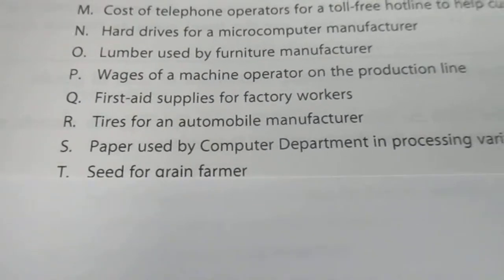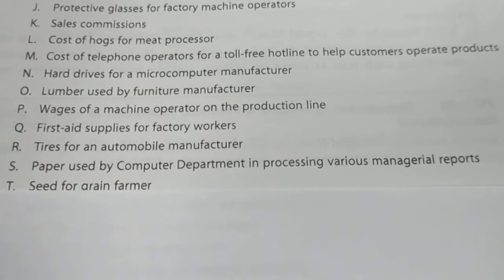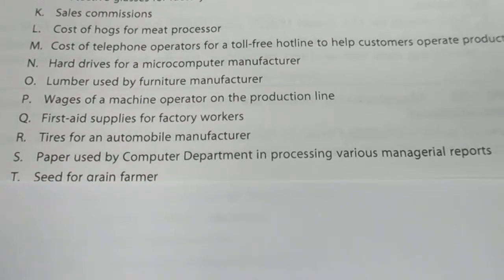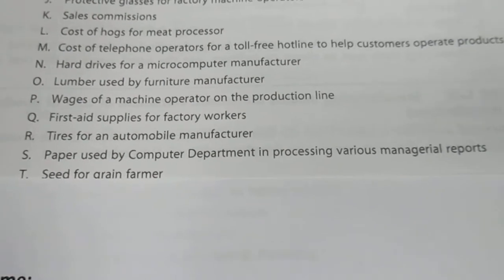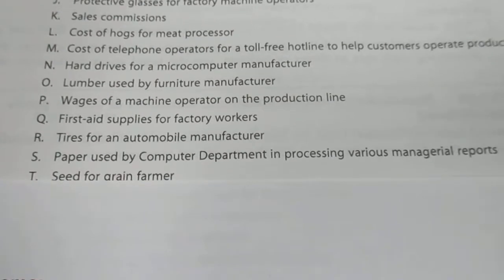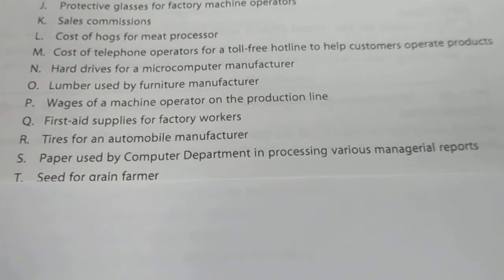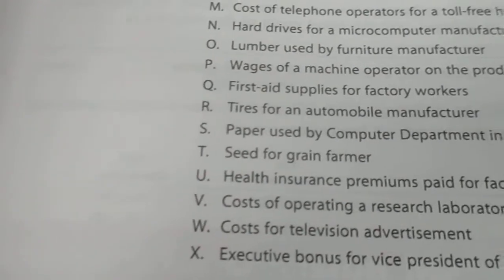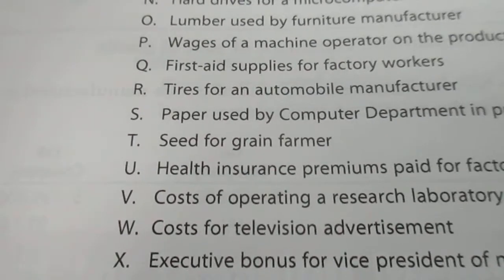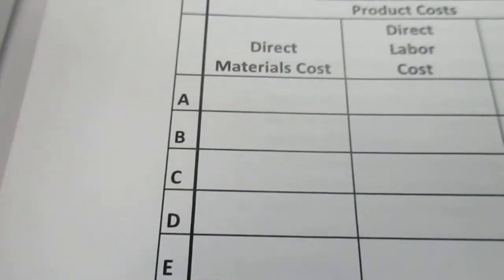Where do we go? Letter S, paper used by the computer department in processing various managerial reports. Now we're talking about papers that are printed for managers to use to make decisions. So letter S is going to fall under administrative expenses, in that very last column there. Letter T, seeds for a grain farmer. That's going to be a direct materials cost, so our first column.